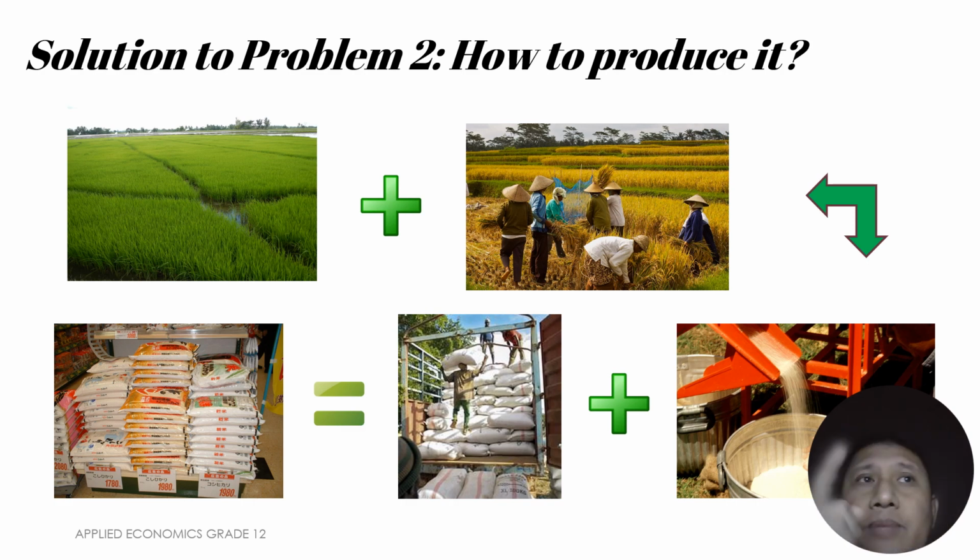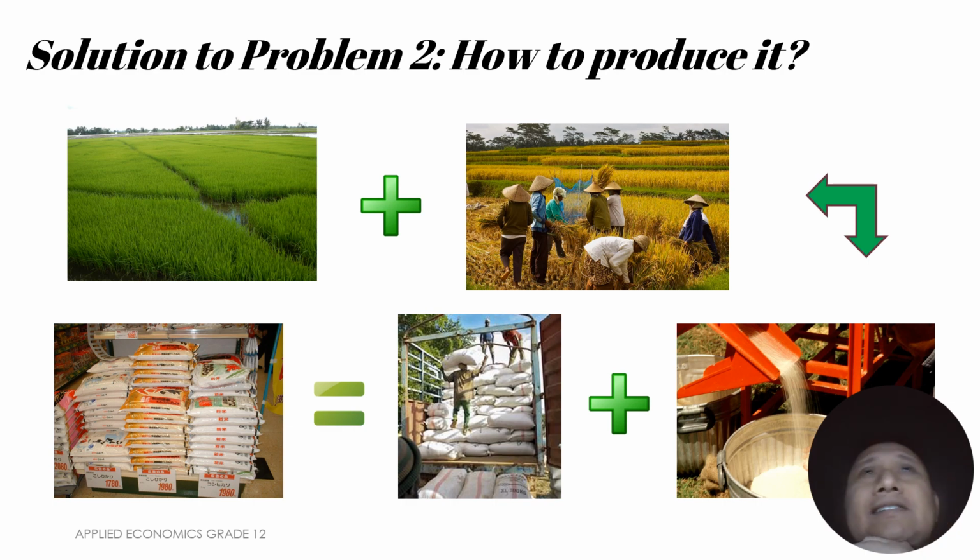First, in order to produce the end product, kailangan mo ng land para makatanim ng palay. Kasi ang question, how to produce it? Kanina, what to produce? We know what to produce, rice. Ngayon, number 2, how to produce it? We need land, kailangan may matanim, plus we need people to collect what you have planted, plus hindi pwedeng ibenta sa market ang palay, you need to process it para maging bigas, plus you need to deliver it, equals available supply. That's how you produce the rice.